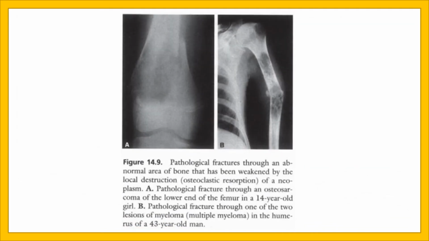So this picture is pathological fractures through the abnormal area of bone that has been weakened by the local destruction or osteoclastic resorption of a neoplasm. Picture A shows pathological fracture through the osteosarcoma of the lower end of the femur in a 14-year-old girl. Picture B is pathological fracture through one of the two lesions of myeloma or multiple myeloma in the humerus of a 43-year-old man.